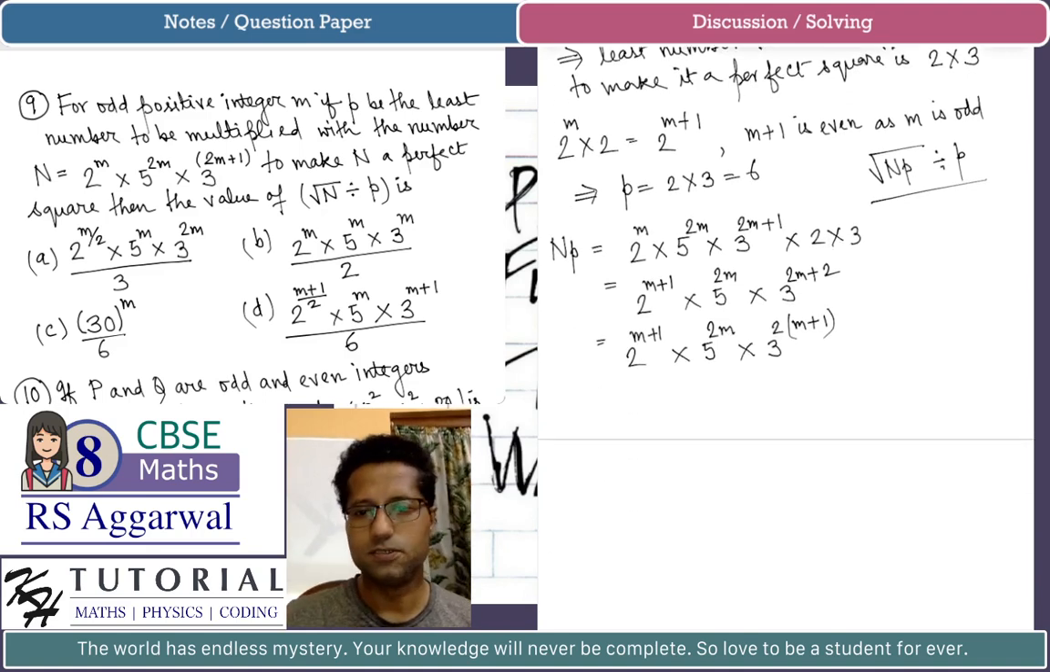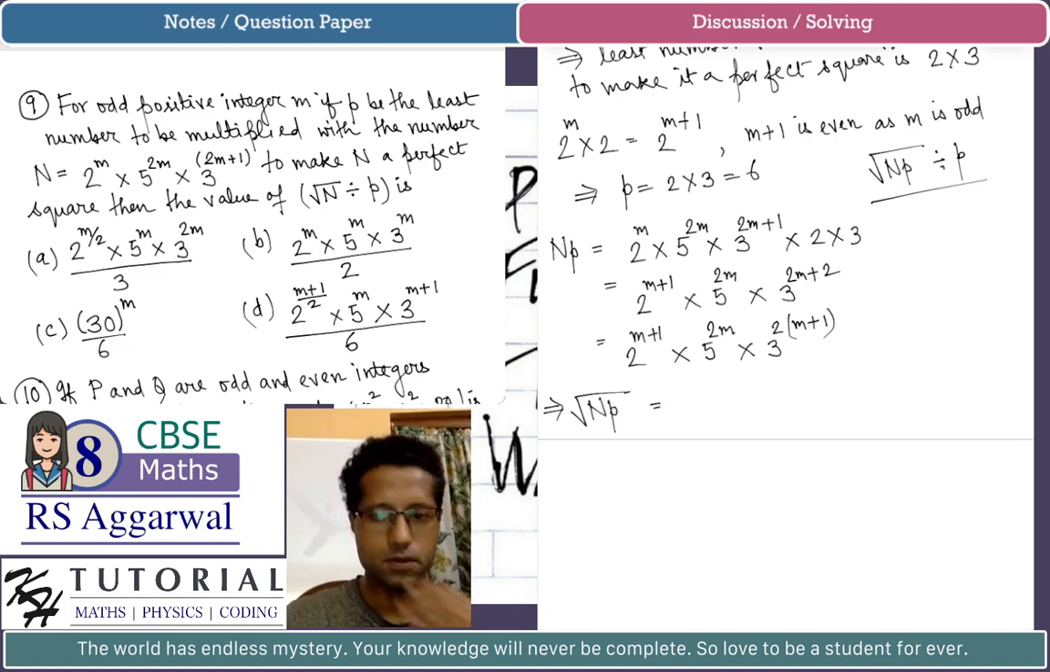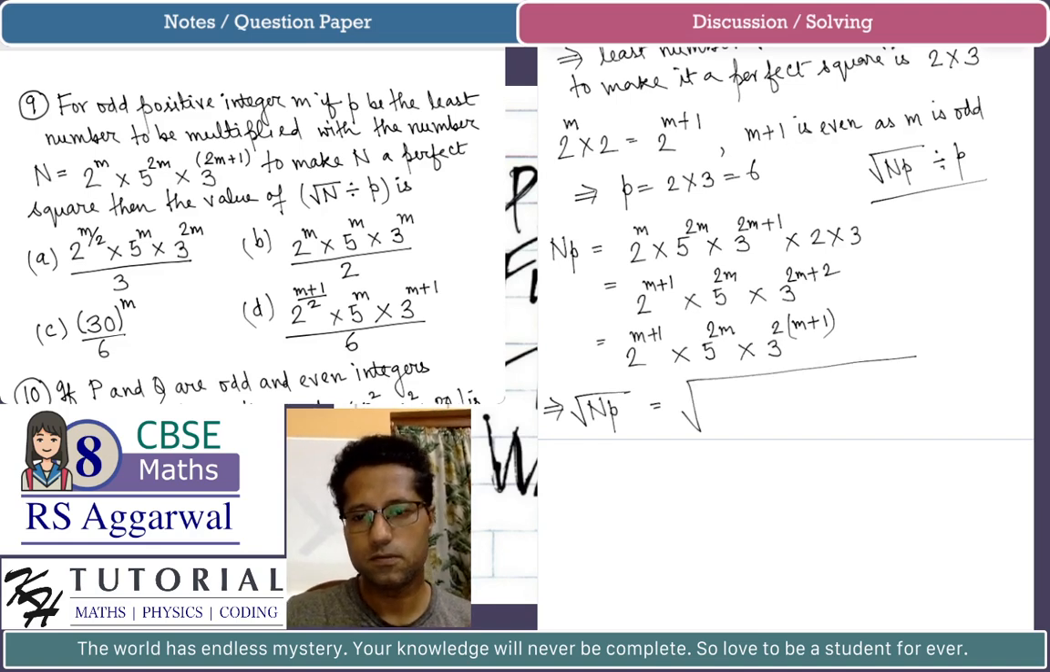Now, this implies square root of np will be equal to square root of 2 to the power m plus 1 multiplied by 5 to the power 2m multiplied by 3 to the power 2 into m plus 1.